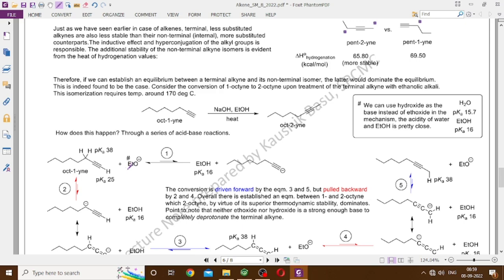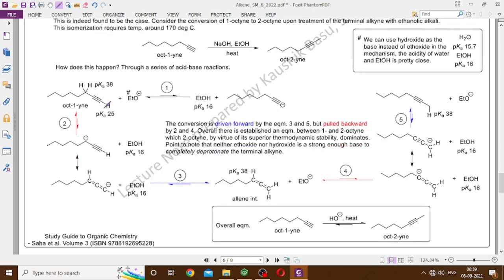and therefore you can use any one of them to show what is going on. So the first thing that can happen is the abstraction of the terminal hydrogen, which is the most acidic proton present here, and ethoxide can take away this proton, so that we get ethanol as well as the sodium salt of the terminal alkyne. But the big question is that this pKa is 25, that pKa is 16, so that's a strong acid, that's a weak acid. So the equilibrium should be favoring that side. So the number one equilibrium is favoring that side.